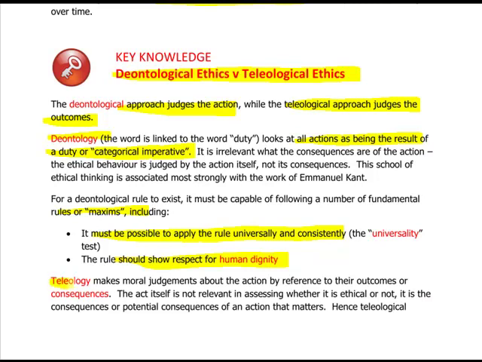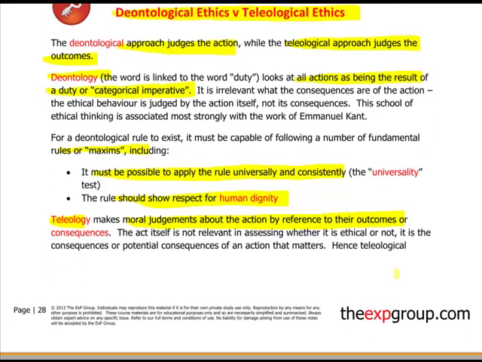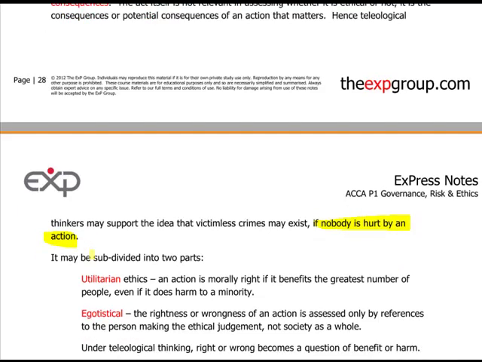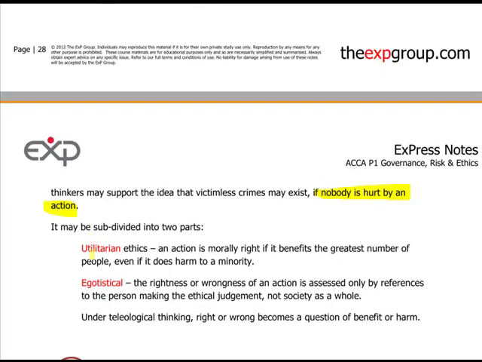A teleological approach, however, makes moral judgments about the action by reference to their outcomes. So it's the consequence that's more important. That's how you judge something. The act itself is not relevant. Hence, teleological thinkers may support the idea that victimless crimes may exist if nobody is hurt in the action. I'll leave that for you to judge, but don't judge in an exam.